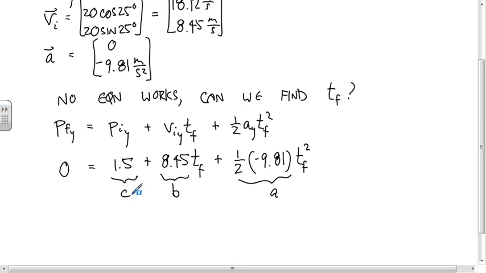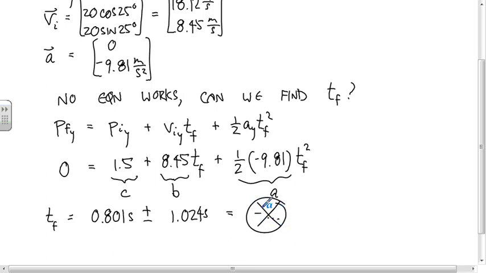If you solve that, you get TF is equal to 0.801 plus or minus 1.024. And so you get one negative answer, and we don't care what that is. We already know we can reject that because we're never going to deal with negative times. And the other answer is 1.89 seconds.